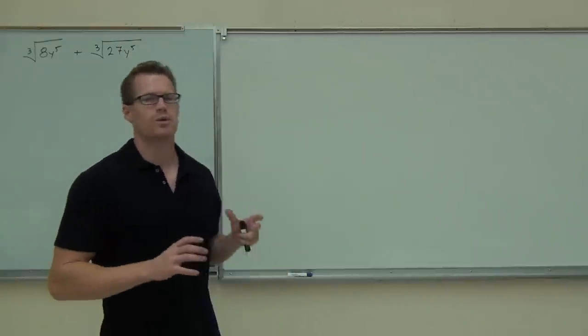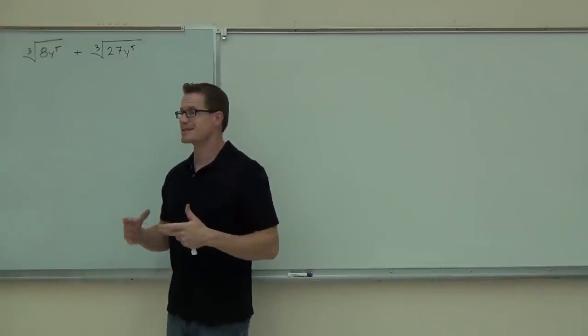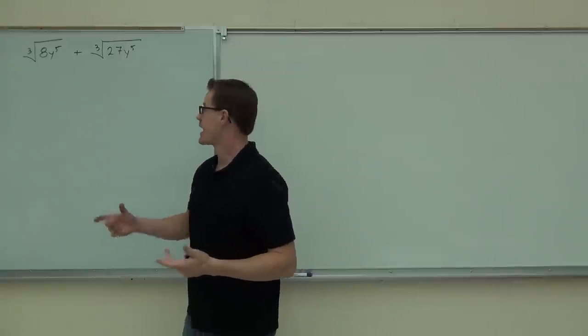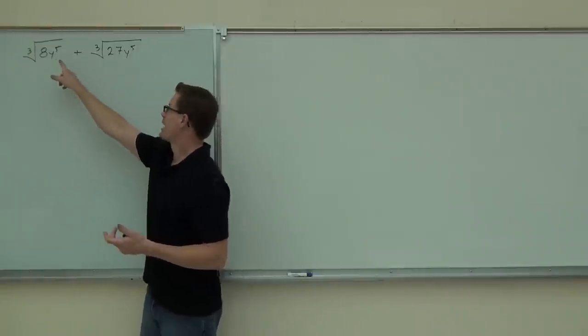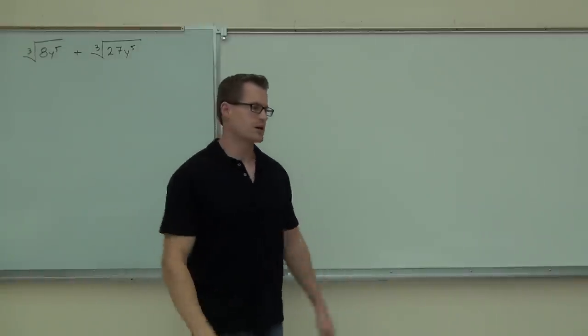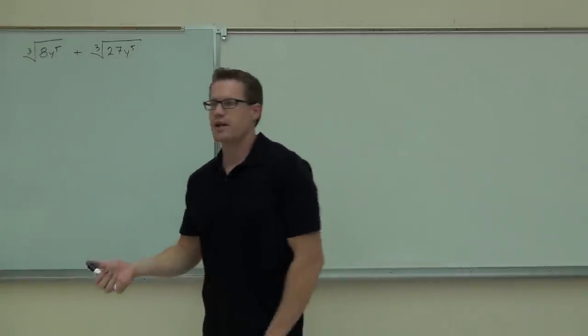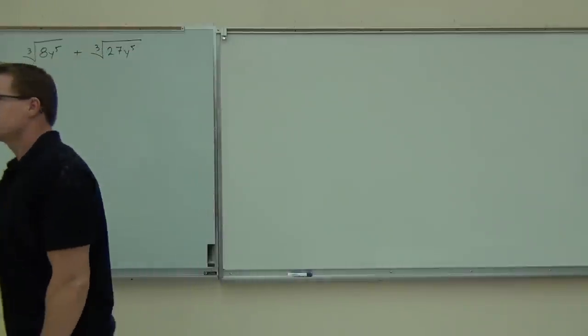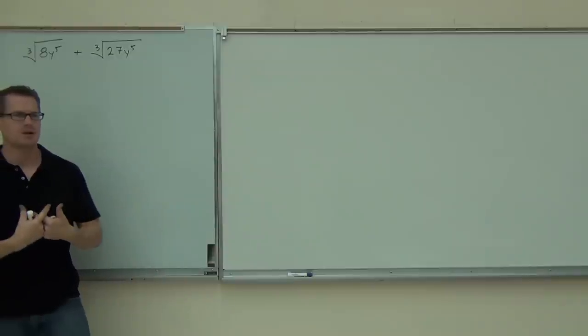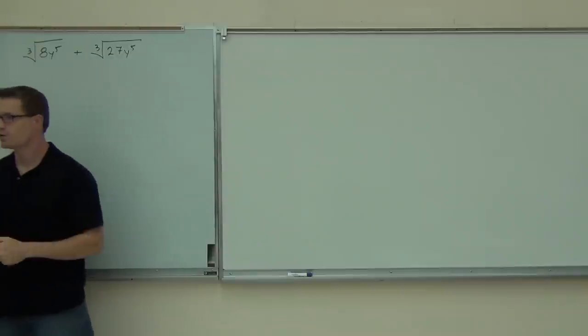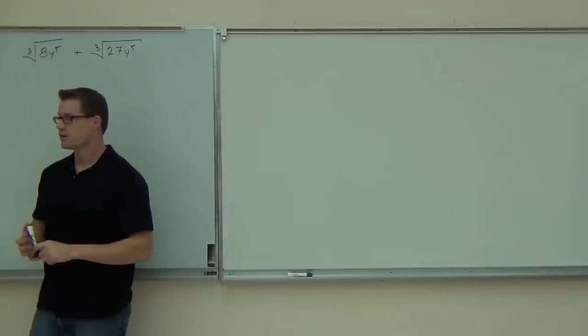What we're doing is very much like combining like terms because these things technically are like terms. They have an exponent. Remember, a root is an exponent. And they have a base, or in our case, a radicand. So we really are trying to combine like terms. What do we have to do first, though, before we start trying to combine them?